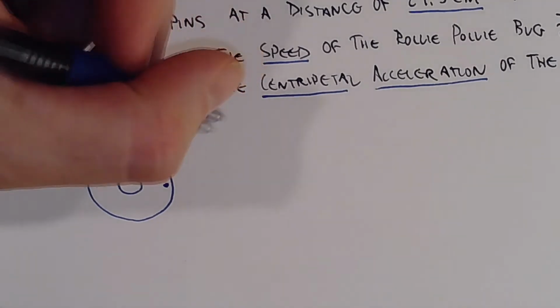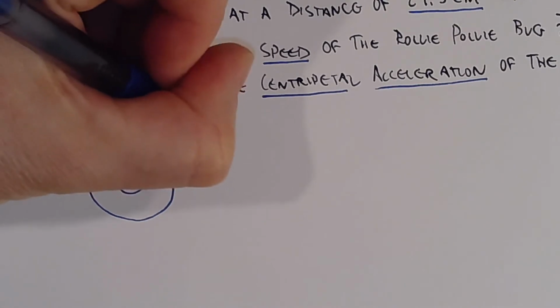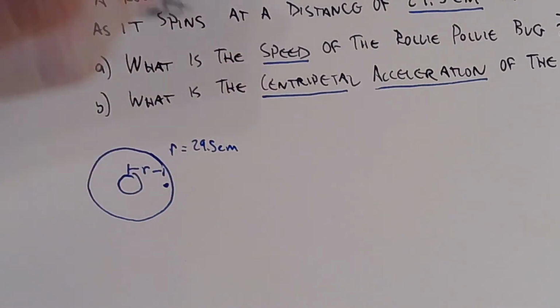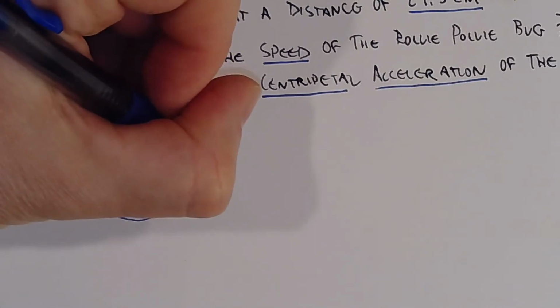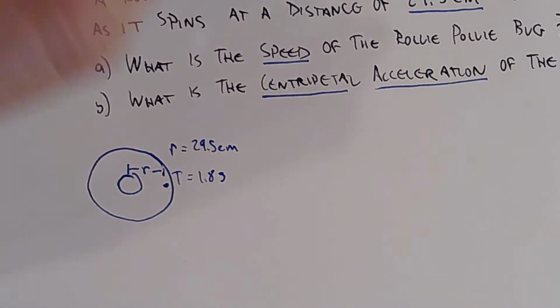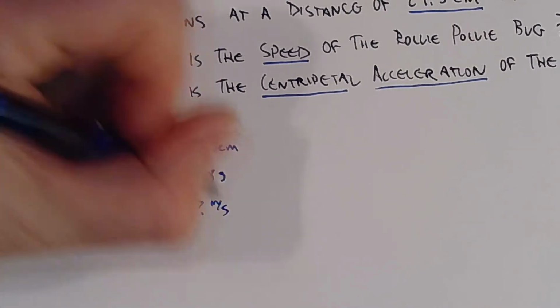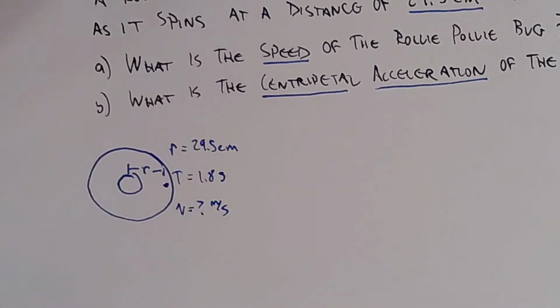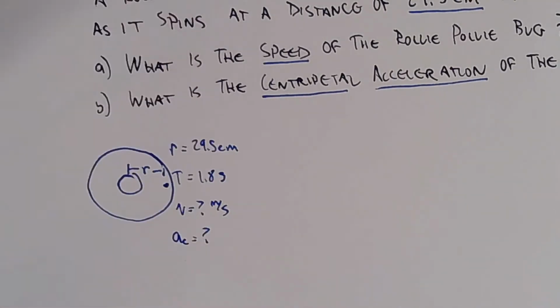And I'm going to list that as R is 29.5 centimeters. We also know the period, which is 1.8 seconds. And we are interested in the speed in meters per second. Notice I wrote the units since they specified that's what we want. And we want to know the centripetal acceleration. So we got all the information we need here.